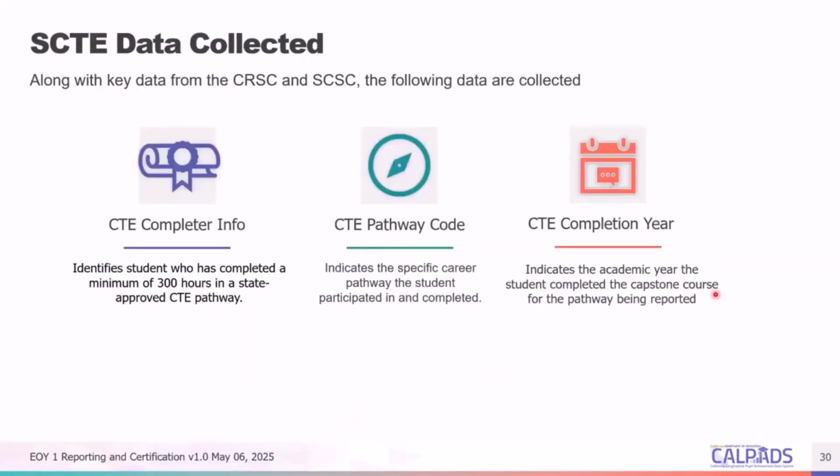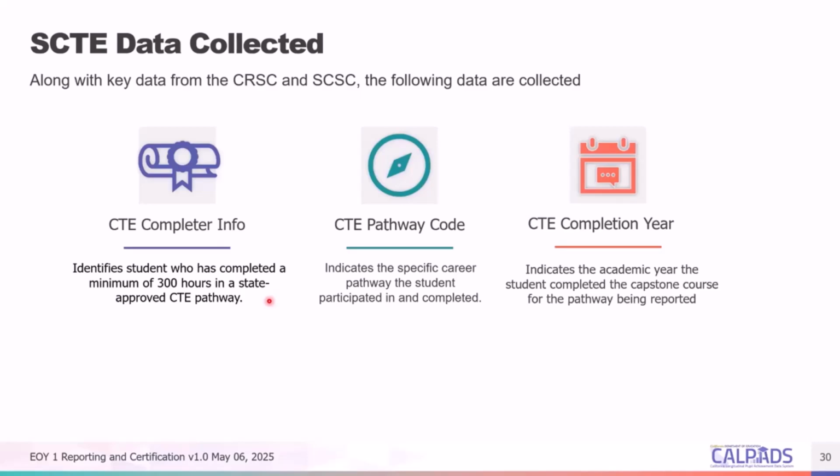Okay, so what SCTE data are being collected? Number one, you have the CTE completer info, which is essentially just student demographics, and the SCSC record that shows the student was in a capstone course, right? But that's on the SCSC side. On the CTE side, the first one here says identify students who have completed a minimum of 300 hours. This is not part of the actual file, but it is implied that if a student completed the specific courses, then they are expected to be a CTE completer.